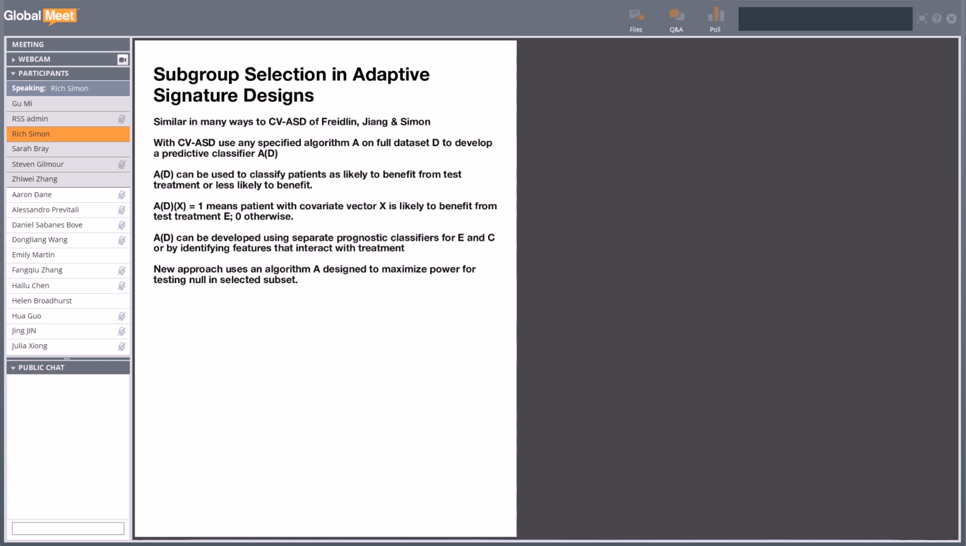A predictive classifier is a classifier that we develop using a pre-specified algorithm on a set of data, and it classifies patients not in terms of whether they're going to have a good outcome or bad outcome on one of the treatments or the other. It classifies patients as to whether they're likely to benefit from the test treatment or not, relative to the control. And in that sense, that's what we're looking for.